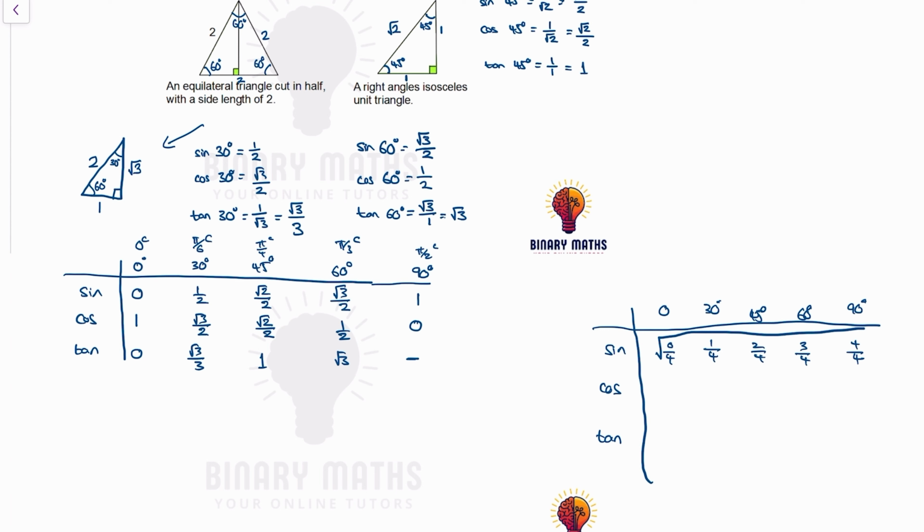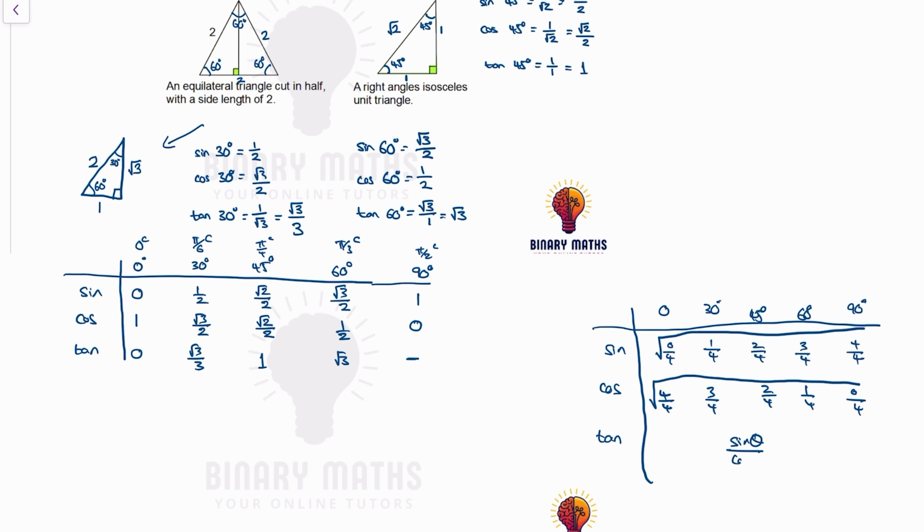Okay, the cosine one is the opposite way around: 4 over 4, 3 over 4, 2 over 4, 1 over 4, and 0 over 4. So this is a shorthand way of memorizing it. Don't ever write it out like that. And tan is just sine theta over cos theta, which you learn later on.